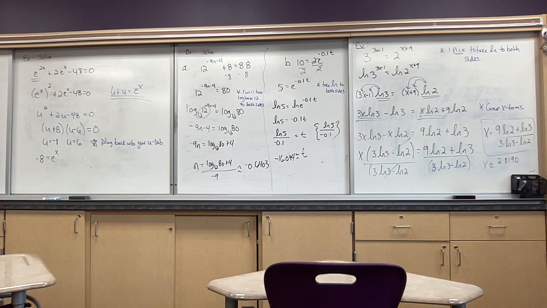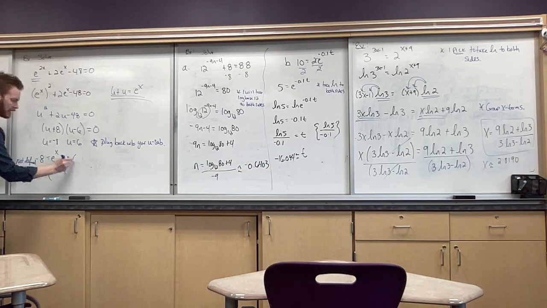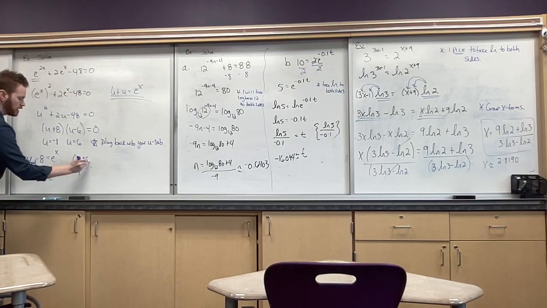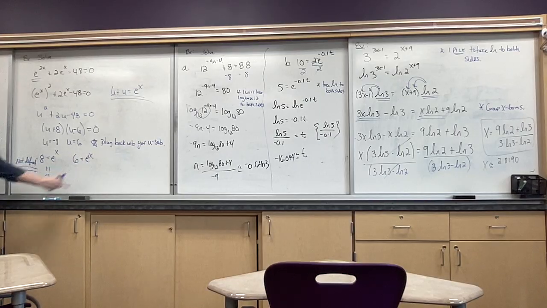Now let's stop there for a moment. Is that possible? Can you raise a number to a power and get a negative? No. So guess what? Not the fun. So negative 8 is out. Okay, over here we get 6 equals e to the x. Okay. And there's nothing undefined about that. That's okay. Now, how do I solve for x?